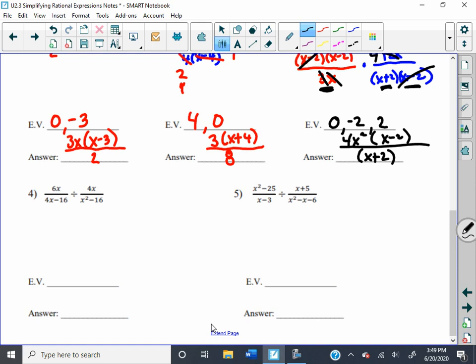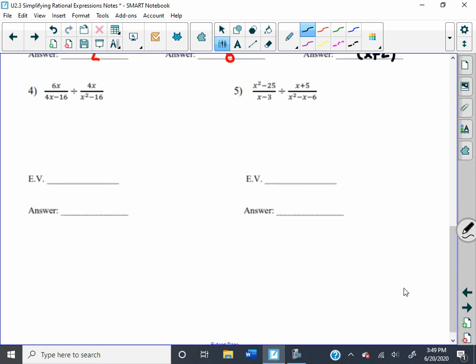All right, and then let's see, last two problems, division. All right, so again, the first fraction, 6x, and then I'm going to factor 4x minus 16. I can pull a GCF out, x minus 4. Turn to multiplication. This fraction flips. 4x on top comes to the bottom. X squared minus 16, that's a difference of squares, so that's going to factor x plus 4, x minus 4.